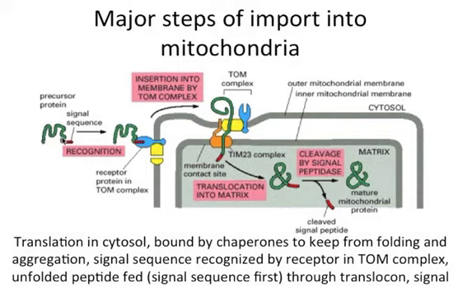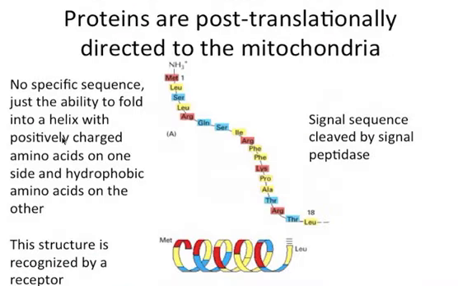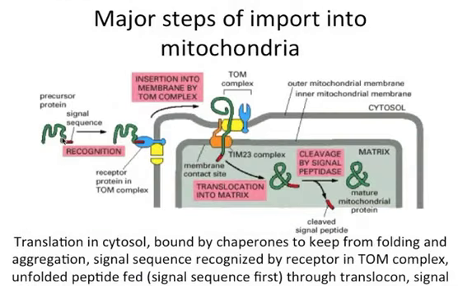Yes? And like two slides before, I thought you said that it's a structure that's recognized. Yes, the signal sequence is actually a structure rather than like lysine, arginine. By structure, I mean amino acids in a protein fold into certain structures. And so it will fold into a helix that has, what did I say? Positively charged on one side and hydrophobic on the other side. And that's what's going to allow interaction with that receptor. Does that make sense? If not, come see me.